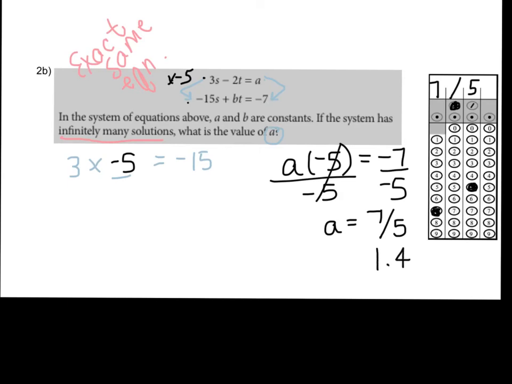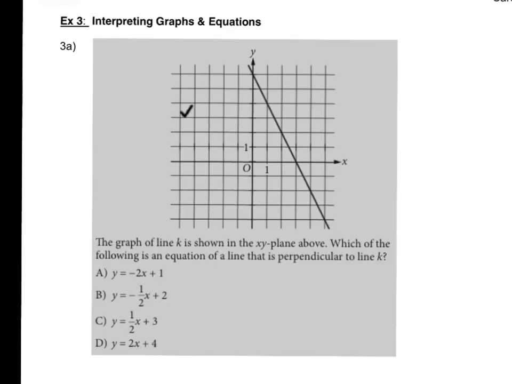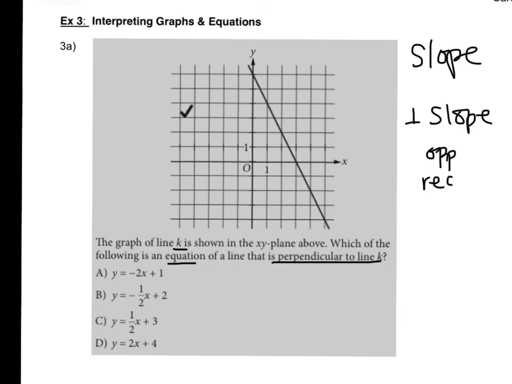That's also acceptable. This problem gives us a line. They want to know which equation is perpendicular to this line. So we need to figure out the slope, because whatever the slope of this line is, the perpendicular slope is going to be the opposite reciprocal. So let's figure out the slope of this line. Here's a good point. Here's another good point. The distance between those points is down 2 for the rise and to the right 1 for the run, so the current slope is -2 over 1, down 2, forward 1.